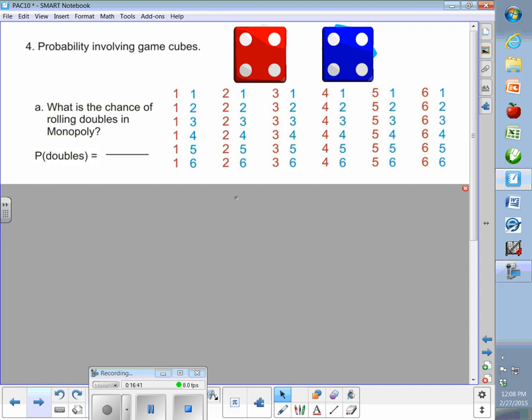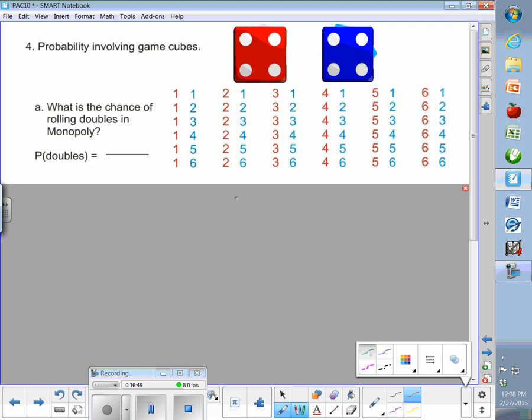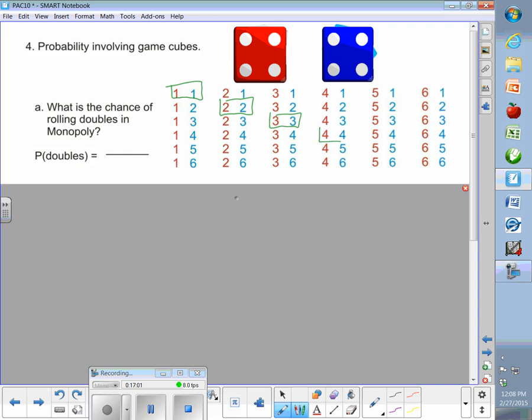All right, so let's do the probability. What's the probability of rolling doubles? Go ahead and take your green pen out, and let's just circle or square in the doubles. There's 1 set of doubles, right? There's 2 sets of doubles, and you can see they're going on a diagonal, right? 4, 5, and 6. We have 6 sets of doubles.